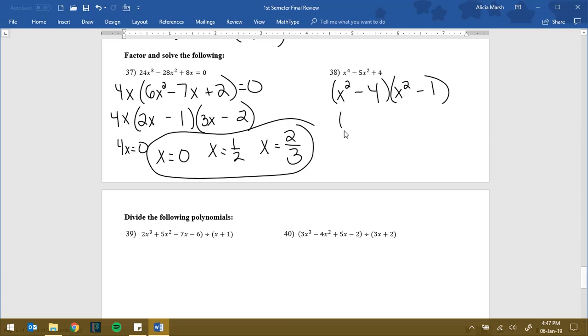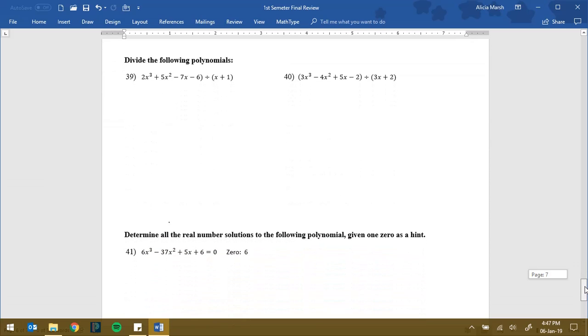Well, these both break down into x plus 2 and x minus 2, and x plus 1, x minus 1. They didn't ask us to solve, but it would be pretty easy. It'd be negative 2, 2, negative 1, and 1 if we would be asked to solve those.